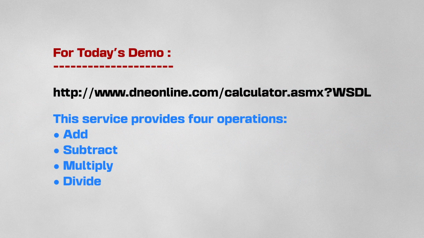For today's demo, we will use a publicly available SOAP service, which is a calculator service exposed at this particular location, as you can see on your screen. This service provides four operations: add, subtract, multiply, divide. Let me quickly show you how this WSDL looks and what operations it exposes.